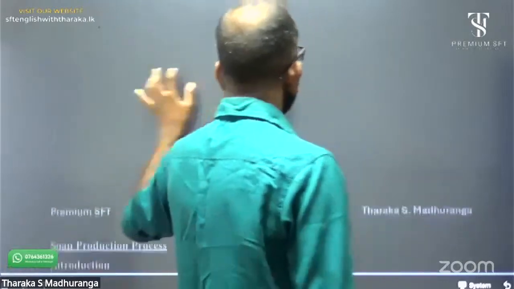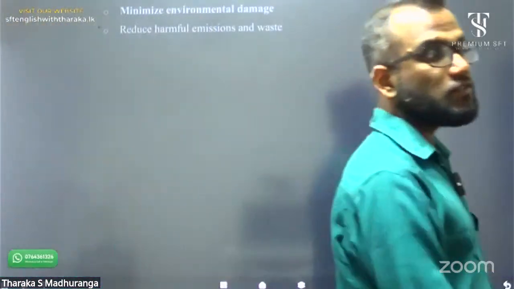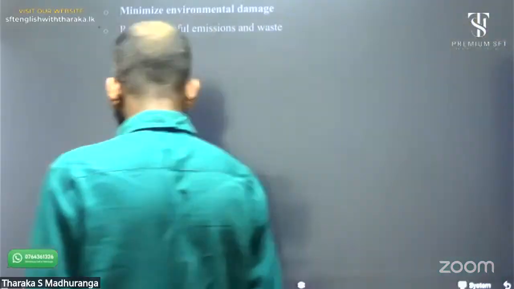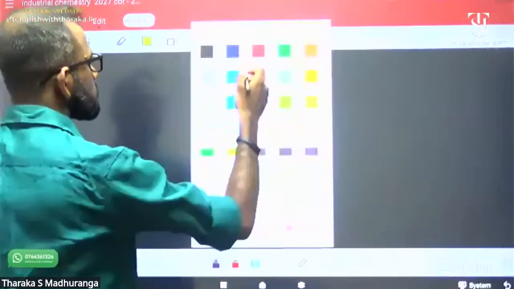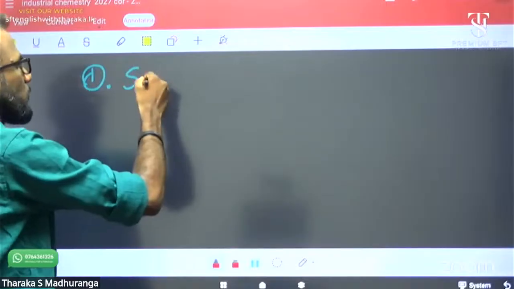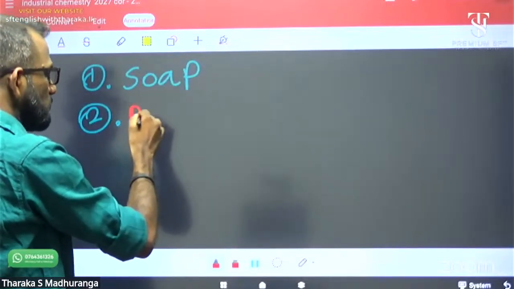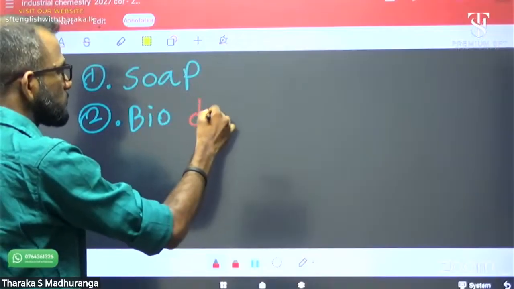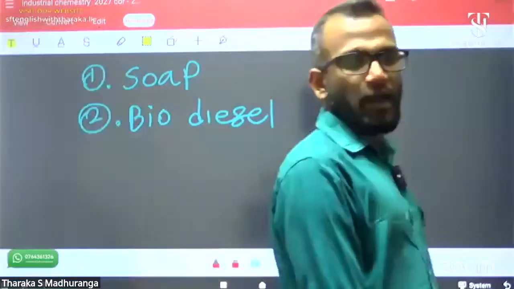In this lesson, we're discussing 5 main chemical industries. The first one, soap production. The second one, biodiesel production. Biodiesel is another very, very important one.